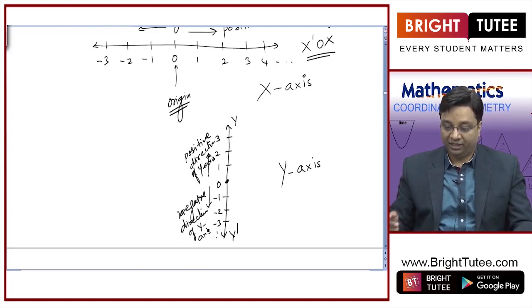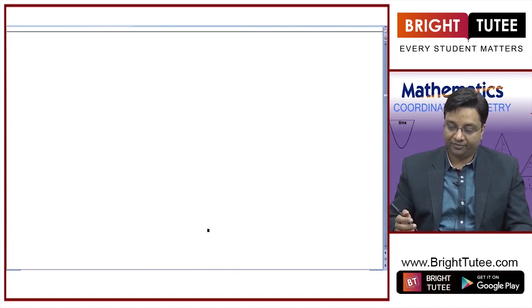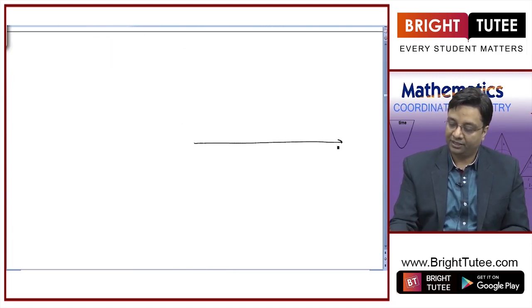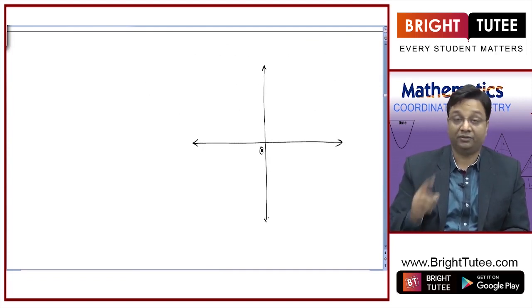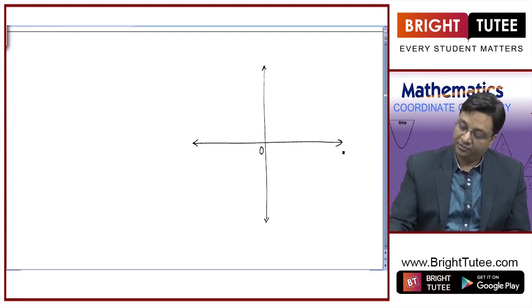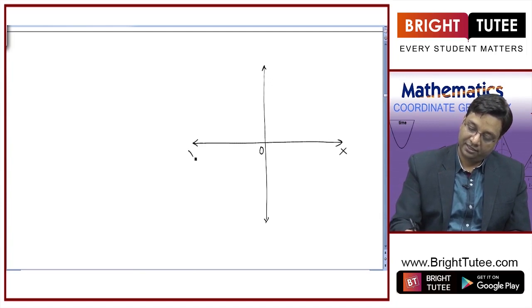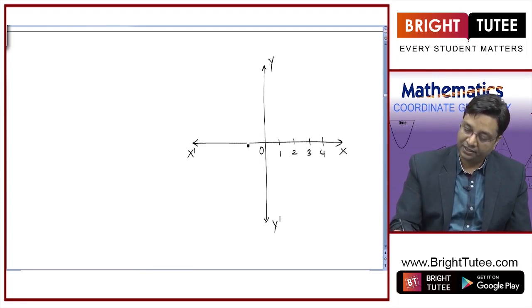Now, if I draw these two lines collectively, these will intersect at the point O that we've taken. This is our origin. Now this system, let me name it. This is x, this is x dash, this is y, this is y dash, and this is the positive direction of x-axis. This is the negative direction of x-axis.